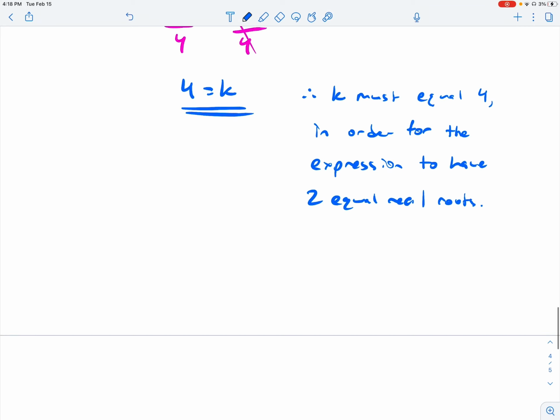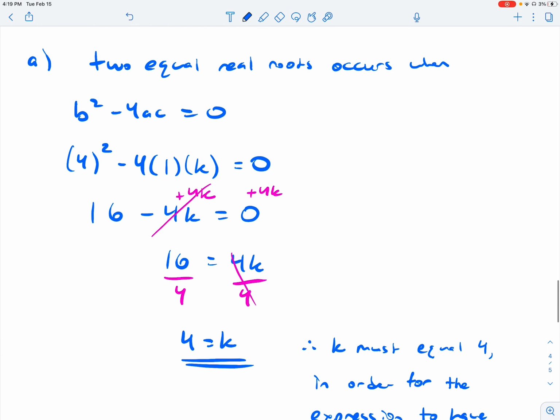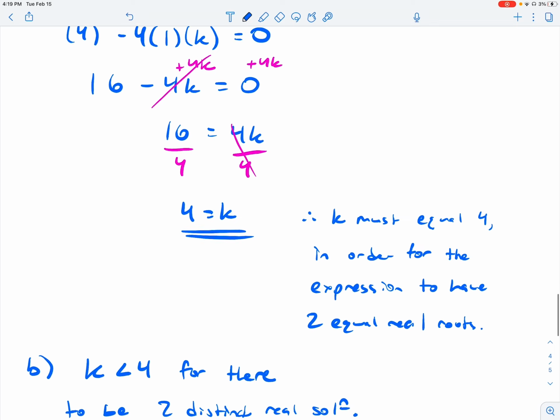So that's one way. For part B, I can say k must be anything smaller than 4 for there to be two distinct real solutions. I can also solve this algebraically like I did over here, and I'll do that real quickly as well.